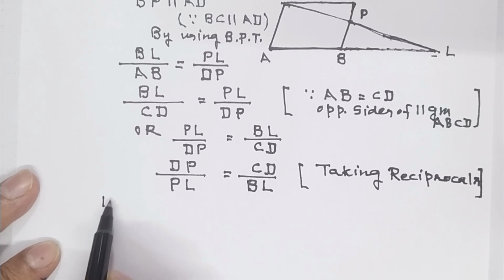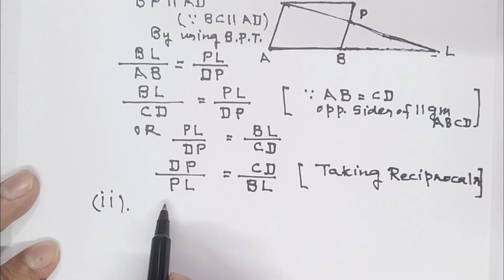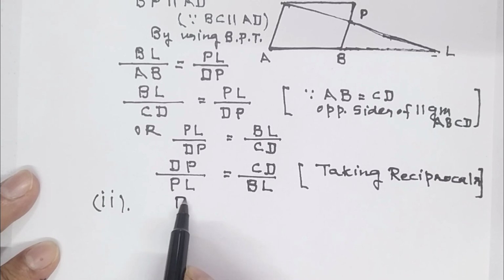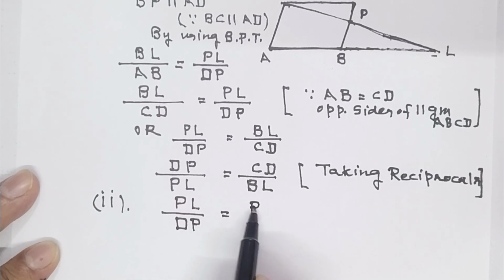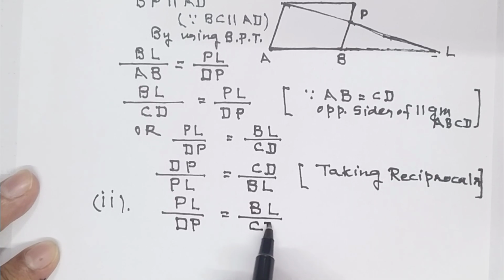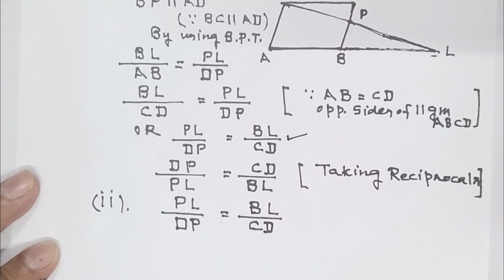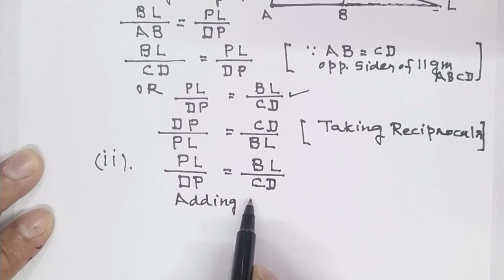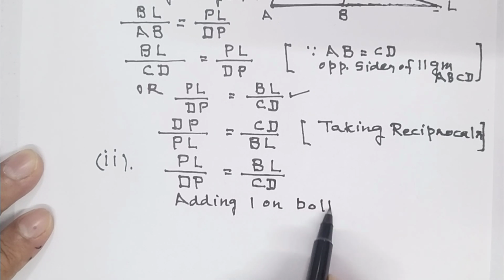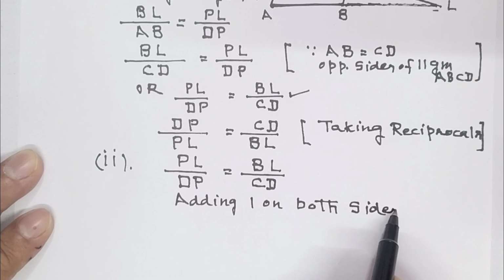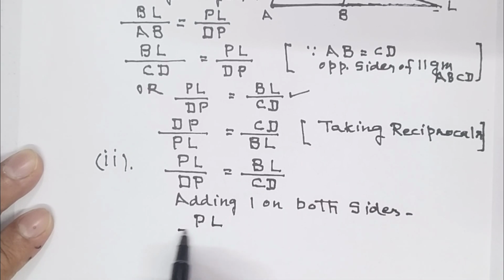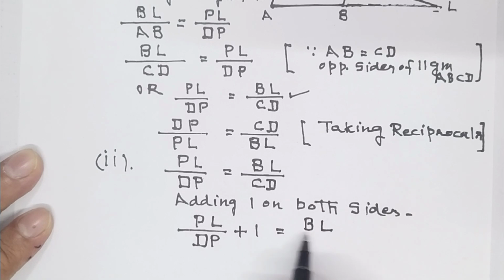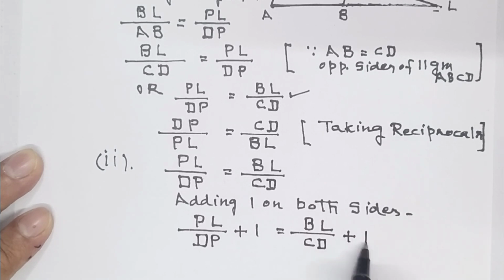Now, second part. For second part, you need to use the result PL upon DP is equal to BL upon CD. This result. Now, you need to add 1 on both sides. Adding 1 on both sides. So this is PL upon DP plus 1 is equal to BL upon CD plus 1.